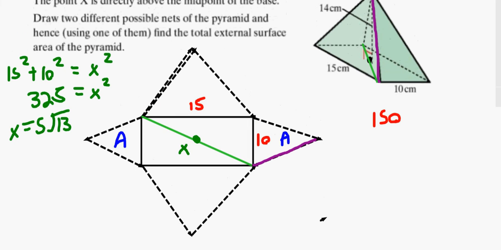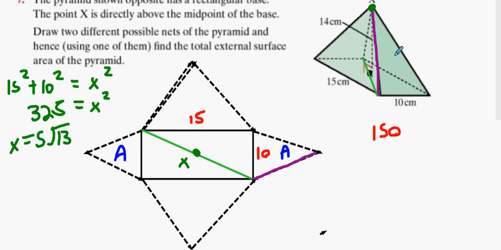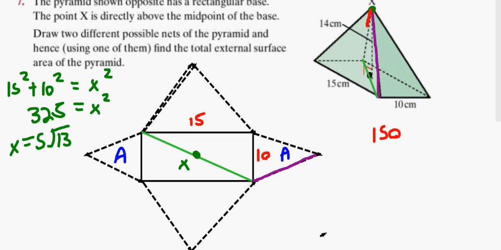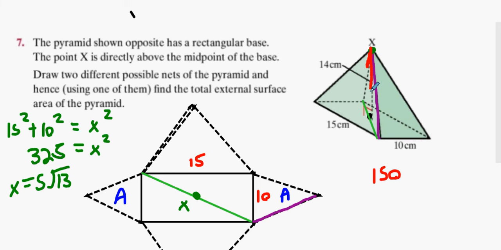How am I going to convert this information into finding out what the purple line is? I want to get that purple line. How am I going to get it? I'm going to drop a red line. The red line drops from the top of the pyramid straight into the middle. Does that make sense? Top of the pyramid straight down, okay?